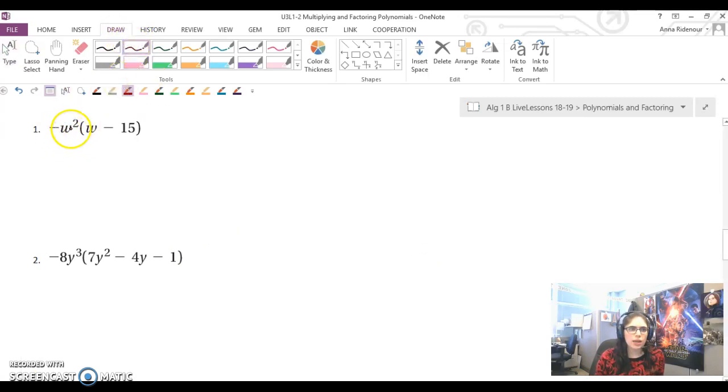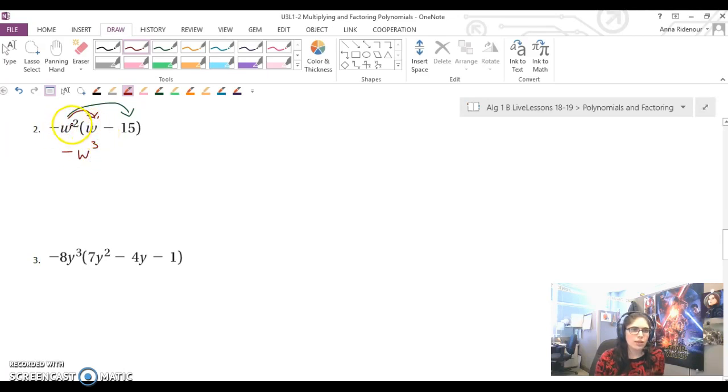Once again, I have something outside the parentheses, so I have to distribute it. So I'm going to distribute the minus w squared times the w and times the minus 15. So minus w squared times w, we have a negative times a positive term, so it's going to be minus, and I have w times itself twice with the w squared, multiply it by w one more time, and I get minus w to the third.